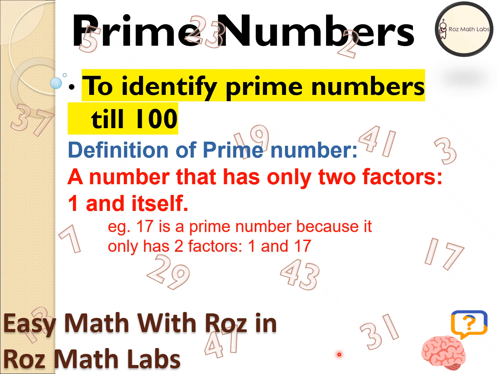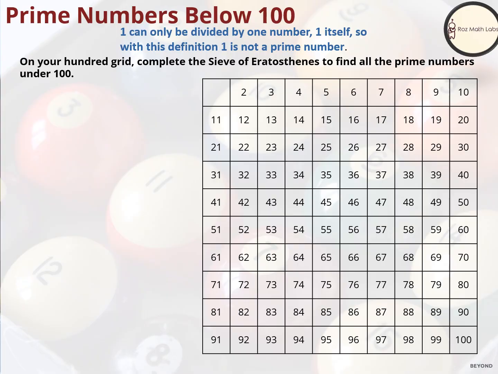17 is a prime number because 17 has only two factors, 1 and 17, or it is divisible by no other number except itself and 1. So let's identify all prime numbers till 100 by a very simple method. Let's identify prime numbers below 100 using the sieve of Eratosthenes.